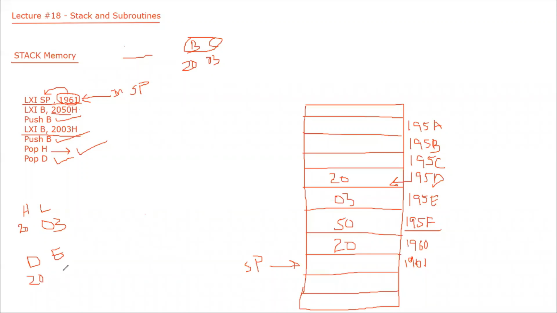20 will be here and 50 will be here. Like also, I have written this: 3 will be here, or I can say 3 will be here and 20 will be here. Fine. So this example shows the use of the stack and how it is updated when we execute push and pop instructions.